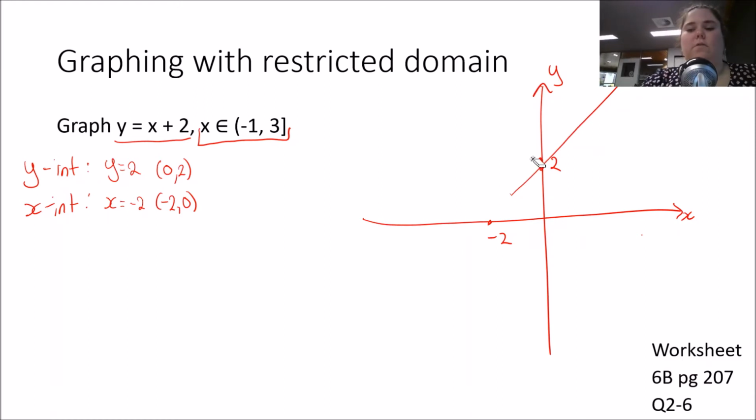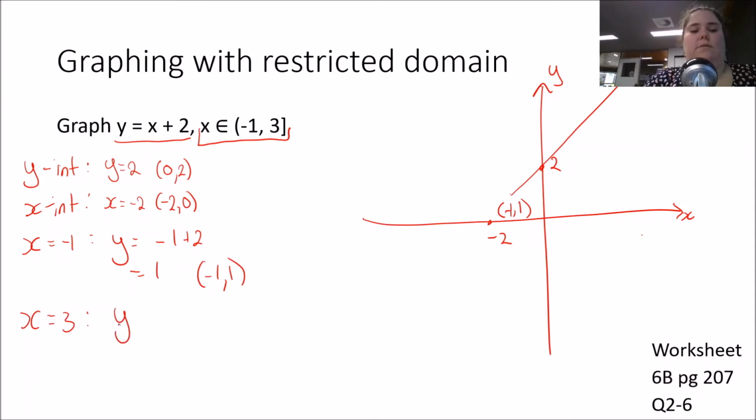But now, I can't just do my graph like that. I need to know what these endpoints are. I know their x value, but I don't know their y value yet. So I need to sub those x values into my equation to figure out the entire point. So that's one of my points. And that's the other one. And then I can label those points.